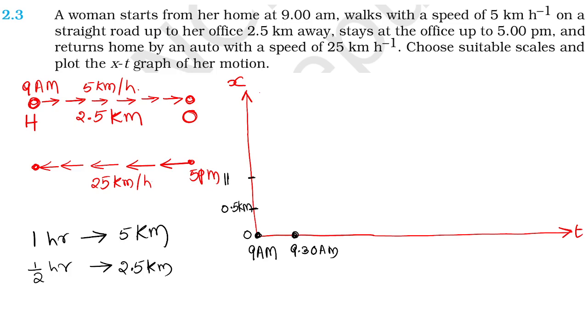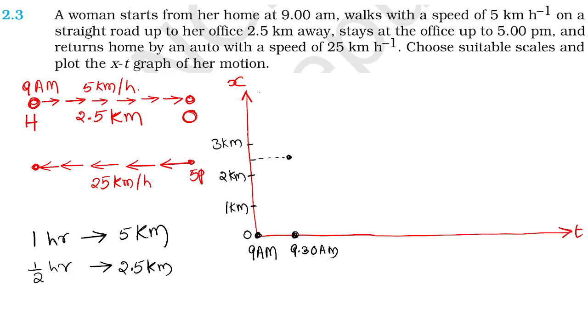We have to use some scale. 1 kilometer, 2 kilometer. Sorry, that much scale is not necessary. I want a smaller unit, from 1 to 2.5. 1 kilometer, 2 kilometer, 3 kilometer, like that. On the y-axis, we are marking position. So in 30 minutes she will reach office. If she starts her journey at 9 a.m., at 9:30 a.m. she will cover 2.5 kilometers.